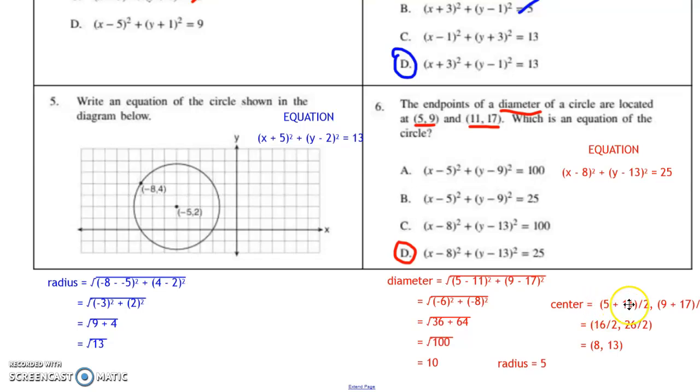And then in order to find the center, we're going to use, this looks like it got cut off by the video, we're going to use the midpoint formula because a diameter's midpoint is always the center of a circle. So here's the midpoint formula. We got 8, 13, which means -8, -13 in our equation.